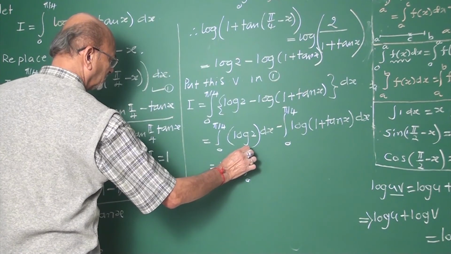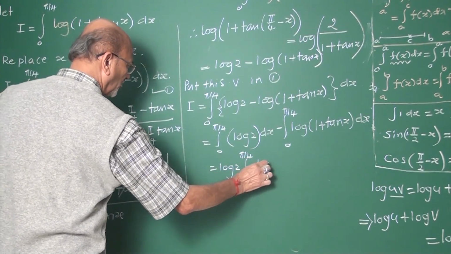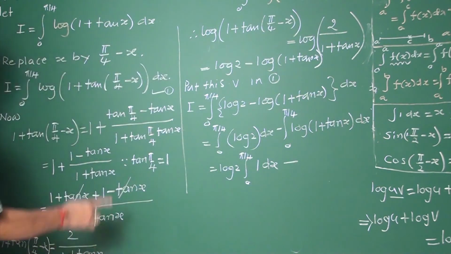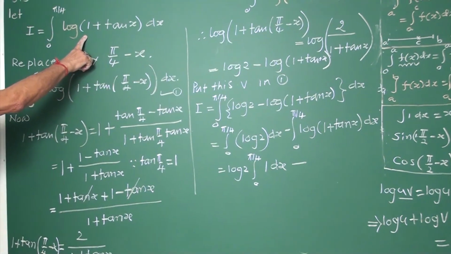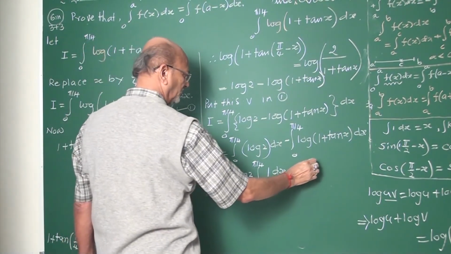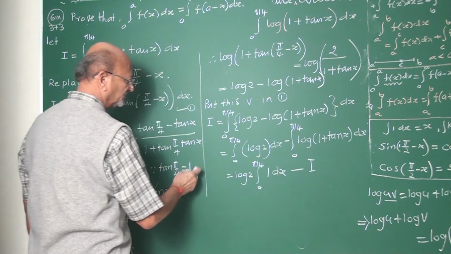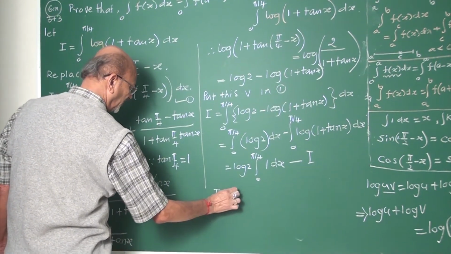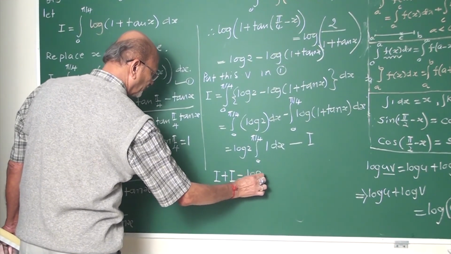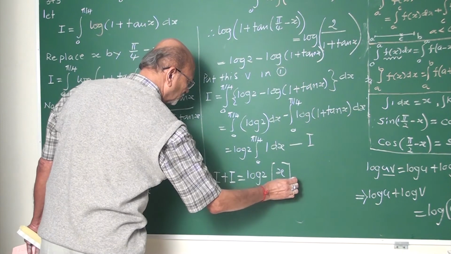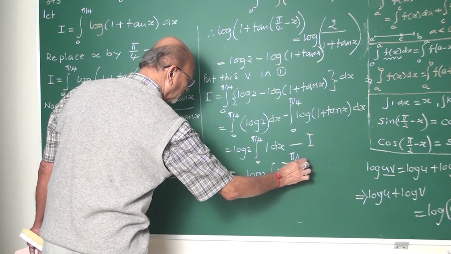Integral 0 to pi by 4 of 1 dx, minus, my friend, log(1 plus tan x). Log(1 plus tan x), we have taken it as what? I. Put its value as I. This you bring this side. I plus I, I plus I equal to log 2. Integral of 1 is x, 0 to pi by 4.